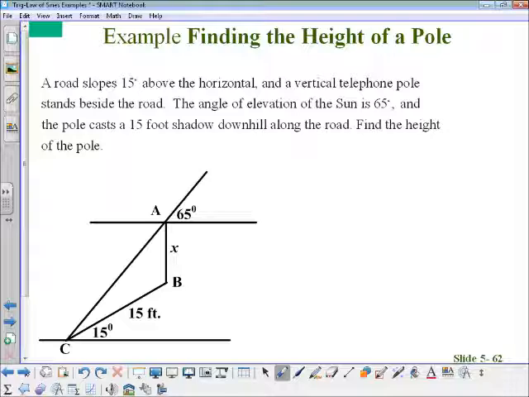Okay, it says a road slopes 15 degrees above the horizontal, and a vertical telephone pole stands beside the road. The angle of elevation of the sun is 65 degrees, and the pole casts a 16-foot shadow downhill along the road. Find the height of the pole. Okay, well, let me try and highlight some things.